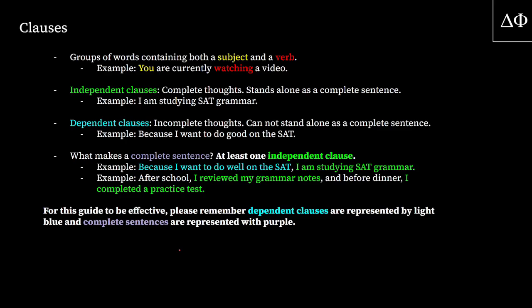To understand SAT grammar, you first need to understand clauses. Clauses are groups of words containing both a subject and a verb. Look at this example. You are currently watching a video. You is the subject, and watching is the verb. Now, there are two types of clauses, independent and dependent.